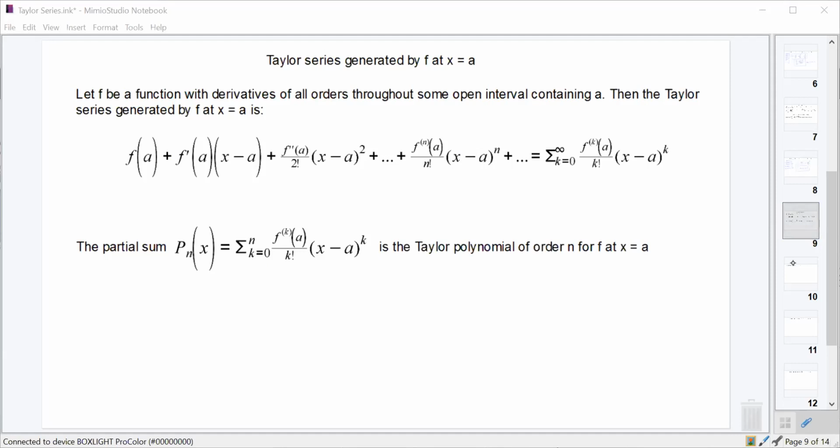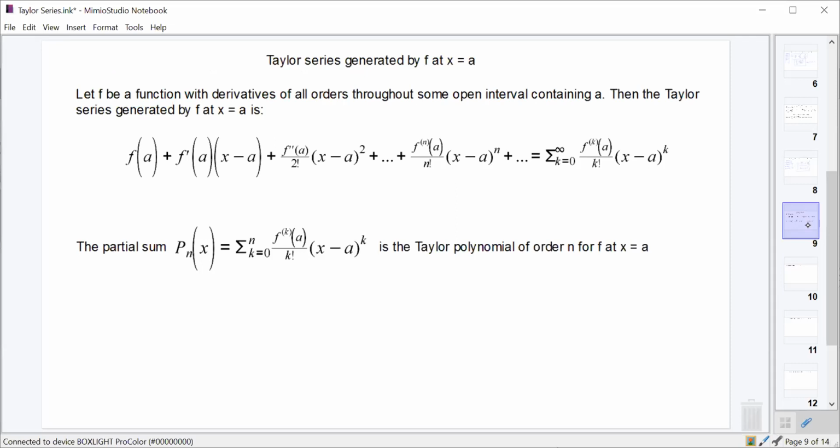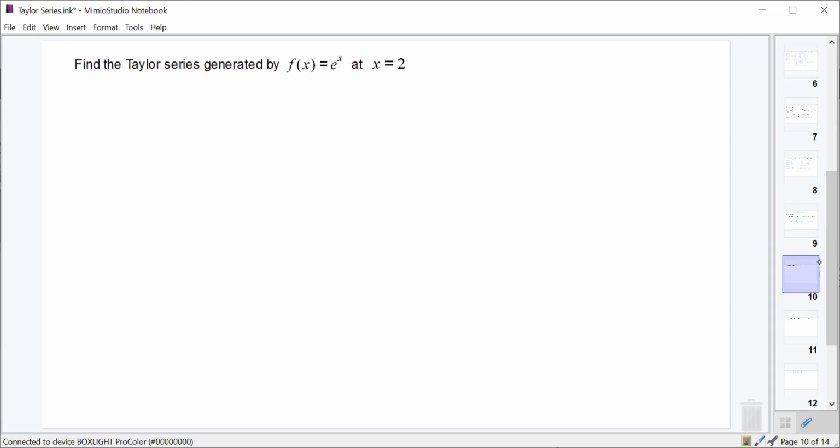All right, so let's see if we can do this. Were you guys done with that, Jen? Are you still writing? You're good? All right, let's see if we can do this. Let's find a Taylor series for e to the x at x equals 2. So first thing we need to do is we need to find what? What do we need to find first? Yeah, let's find f of 2. So what's f of 2?